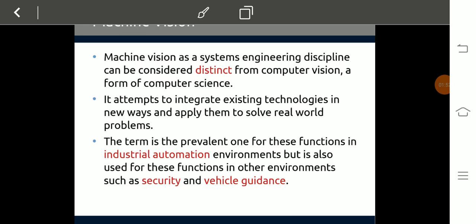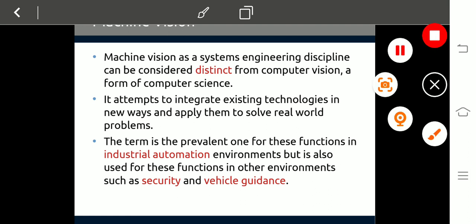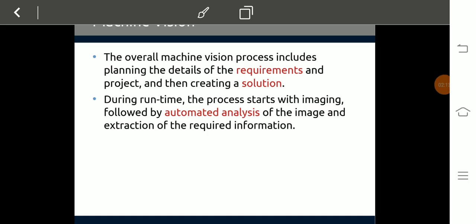Machine vision systems integrate existing technology in new ways and apply them to solve real world problems in industrial automation environments, but it is also used in other environments such as security and vehicle guidance. The machine vision process includes planning the details of requirements and projects and then creating a solution. During runtime, the process starts with imaging, followed by automated analysis of the image and extraction of required information.